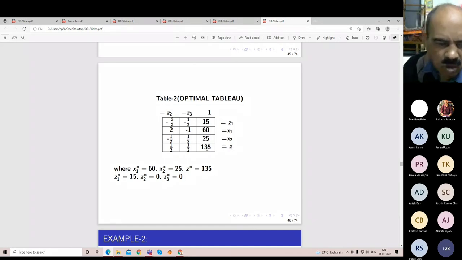Okay. So I have already mentioned here x1 equal to 60, x2 equal to 25, z equal to 135. This is the optimal solution. And these are the two non-basic variables z2 and z3. z2 and z3 they are 0. Basic variable z1 equal to 15.